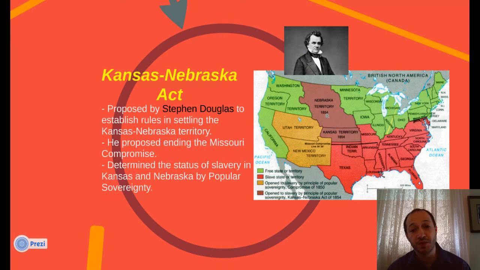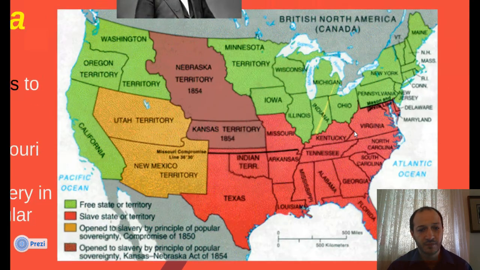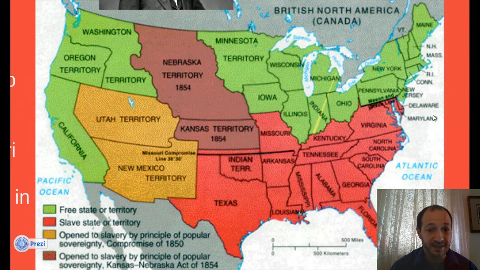And what we're going to do is we're going to look at the map and understand the components of compromise to know what the Kansas-Nebraska Act was. First, as we can see clearly highlighted by this map, all of the green territory designates free states. All of the red territory designates slave states. Now, in yellow, you'll see part of what the Compromise of 1850 was with Utah and New Mexico, designating those states would be decided by popular sovereignty.